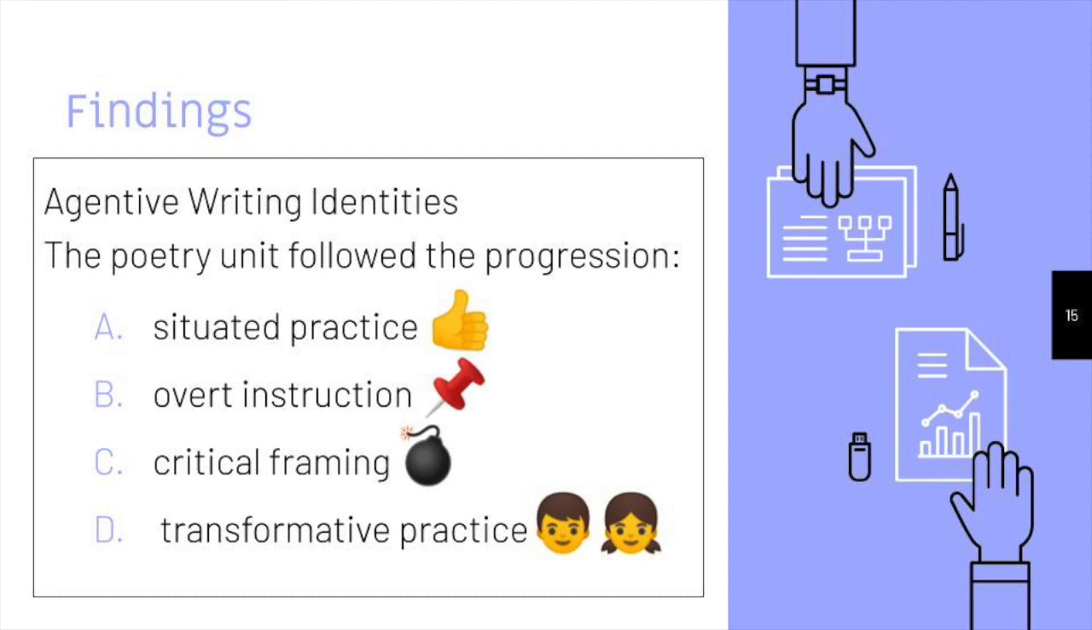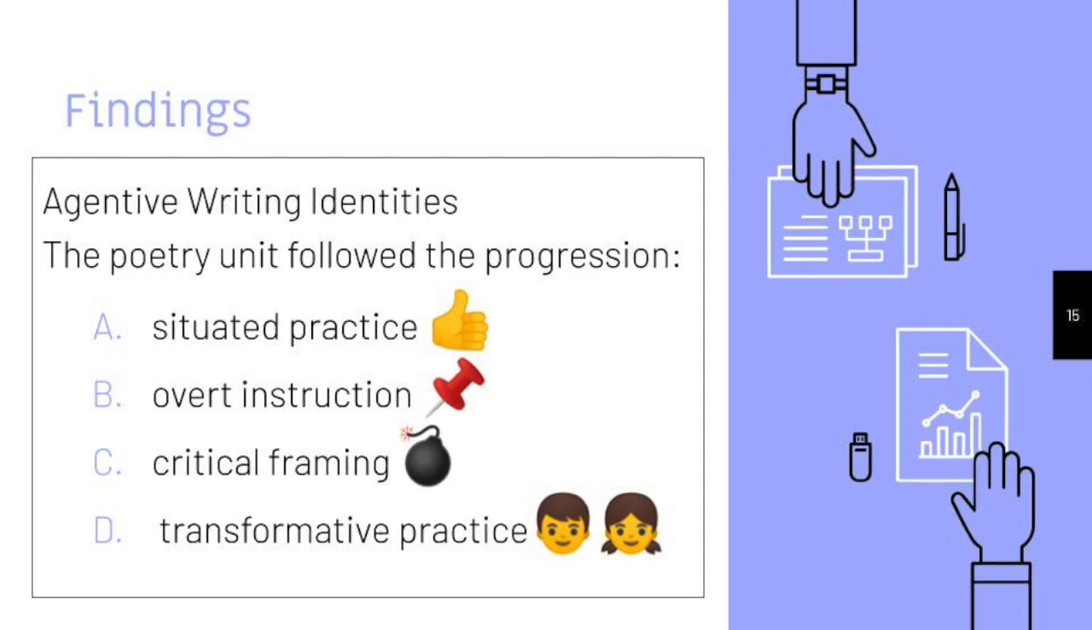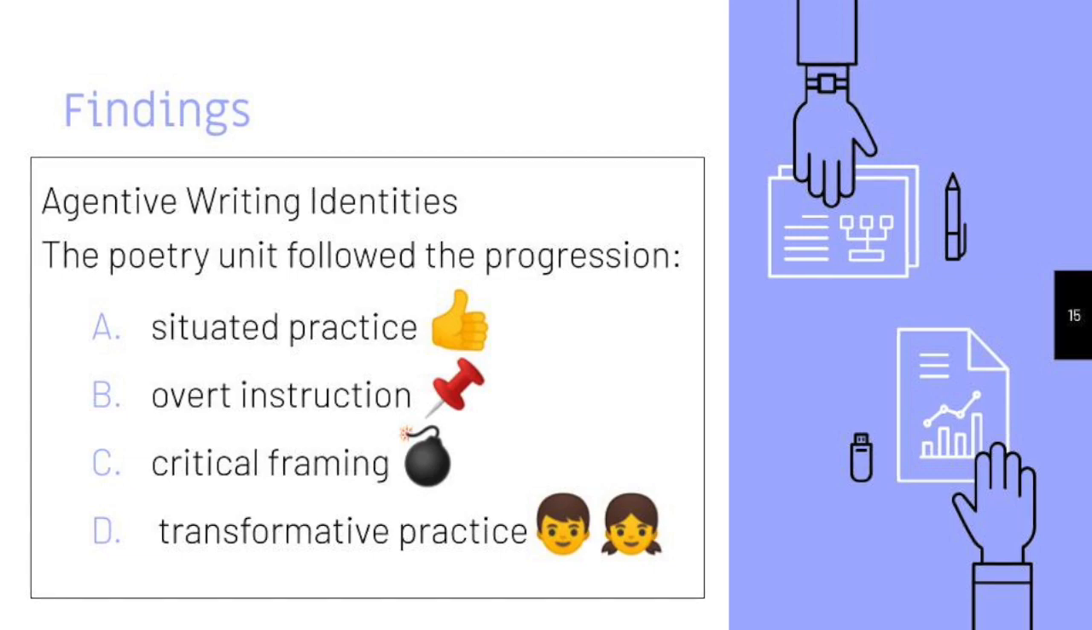So here's what they found. So coming back to, again, a mouthful of a sentence: agenitive writing identities. So agency, finding the ability to do this in their identity of saying I can do this. That's what that's referring to. So they went through the four strands of this pedagogy, and I'm going to walk through them as the example.